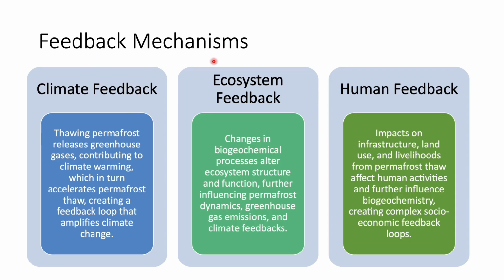What is the feedback mechanism? We have been seeing only the positive feedback. The first one is the climate feedback. Then we have ecosystem feedback. Then we also have human feedback. So what is the climate feedback? The permafrost thawing releases greenhouse gas that contributes to global warming, which in turn accelerates permafrost thaw, creating a feedback loop, a positive feedback loop that again amplifies the climate change.